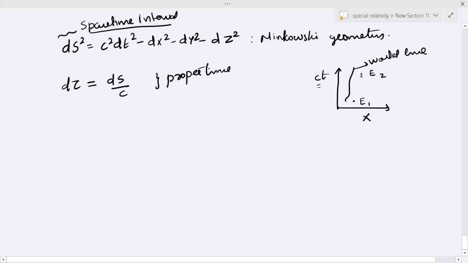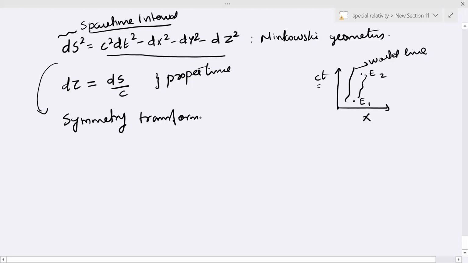The invariant distance between these two or any 2 points in space-time, a generalization of distance, is known as the space-time interval, and it's given like so. We said this is related to a proper time in this manner. And we looked at the invariance or symmetry transformations. We said that this is a geometric quantity, so it has to be invariant under certain kind of coordinate transformations. And we got back exactly the Lorentz transformation. Symmetry transformations are the Lorentz transformations.